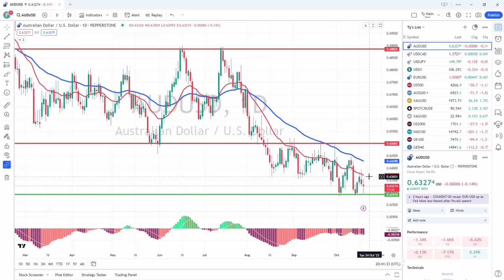We'll trade either, of course, because whatever we get, we will take. We trade what we see. But either way, I wouldn't be doing anything outside of those bands until we get a solid daily close on either side of them.